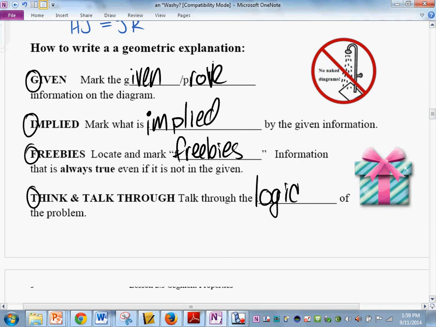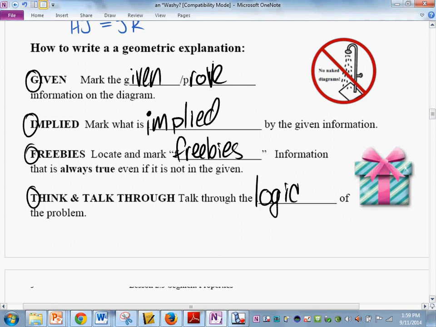Alrighty guys, so given, you mark the given and the prove on the diagram. Your habit will be to completely ignore the diagrams because you're not used to interacting with diagrams. That's why I give you that little reminder on the right. No naked diagrams. You'll figure that out in a minute.